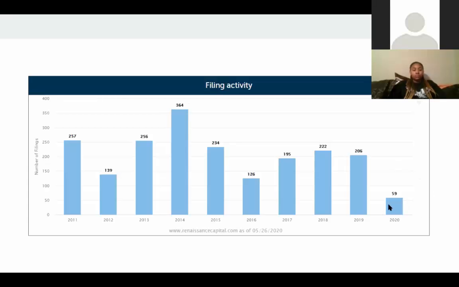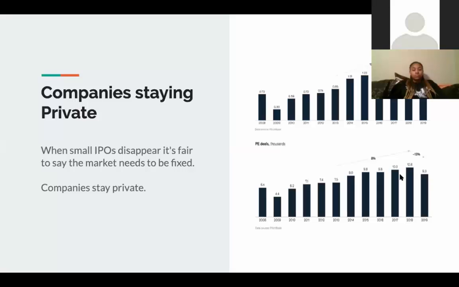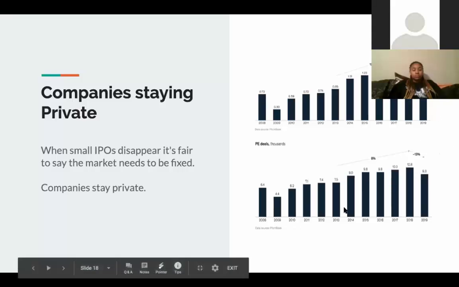And so what this has led to is that companies end up staying private. When small IPOs disappear, it's fair to say that the market has something fundamentally wrong with it, and people are scared of it, you know? And so a lot of companies just stay private. And so we have, it's actually not labeled, but this is the volume of private equity deals, and this is just private equity deals. And as you can see, it's just increased over the years as compared to IPOs declining.